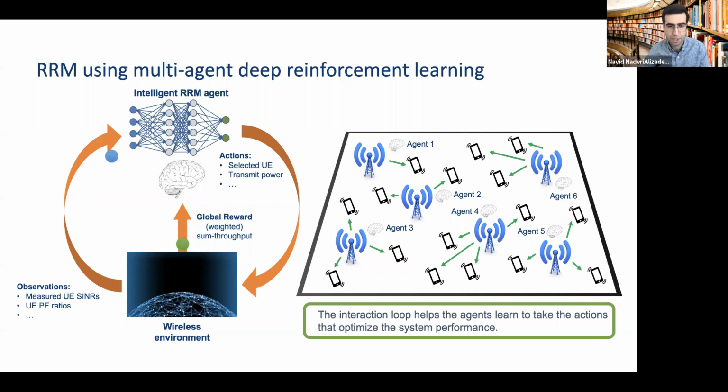And again, similar to all reinforcement learning systems, basically we have this interaction loop of getting the observations, taking the actions and getting the rewards, and the agent is going to be trained over time to take the best actions in order to maximize the system performance, or in this scenario, optimize the reward that it gets from the environment.